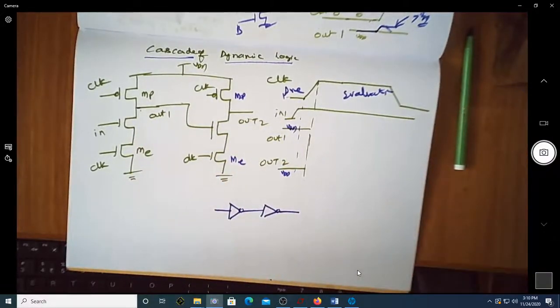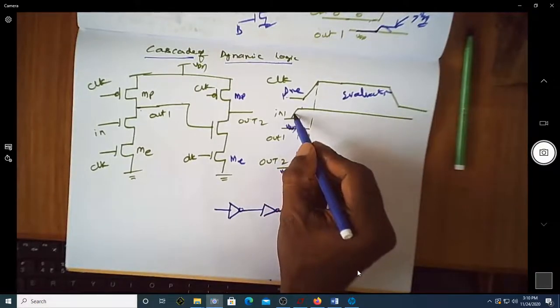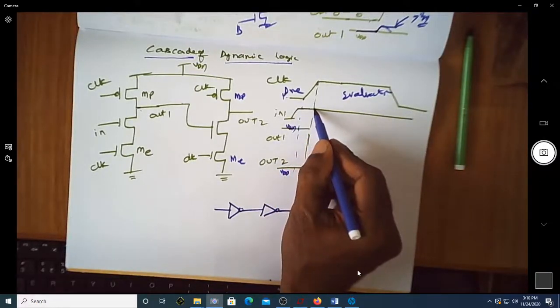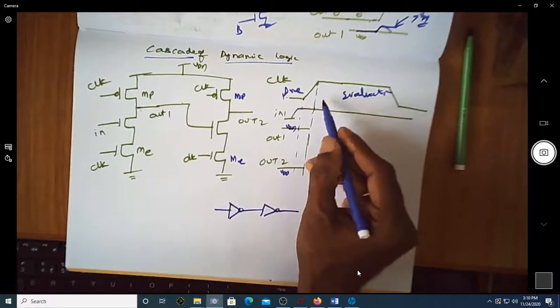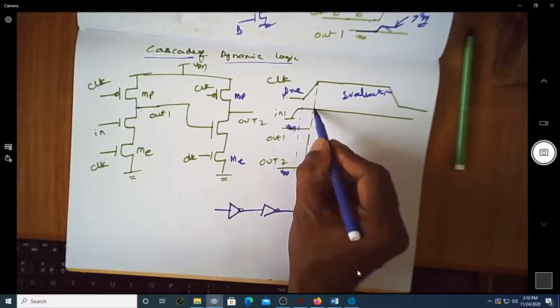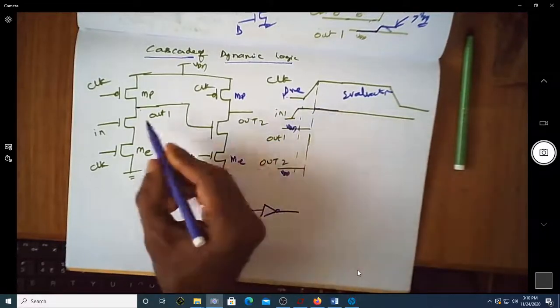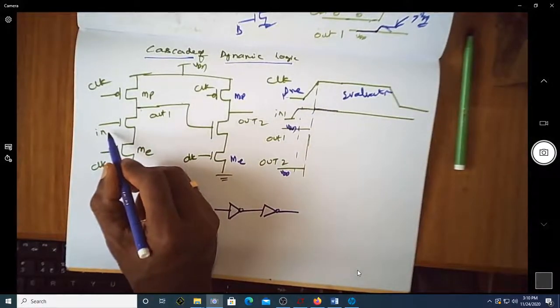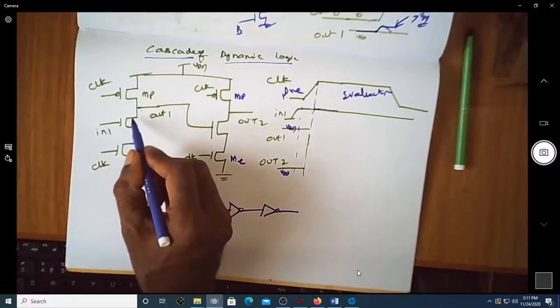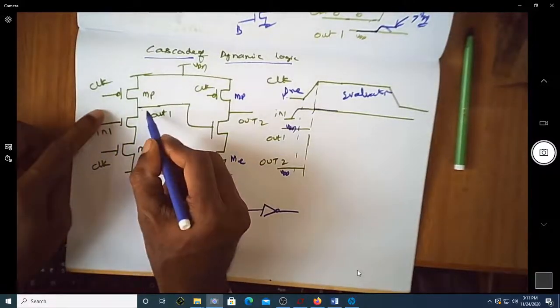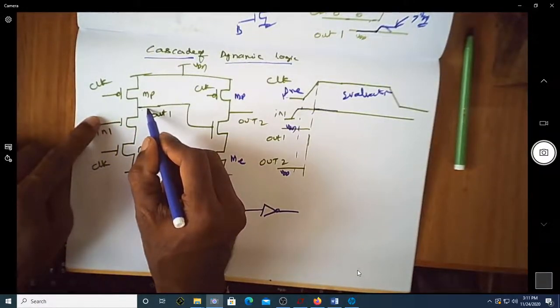Now assume that the input is high initially during the evaluation period. You can see now this has gone high. So during the evaluation period, assume that input is high. Whenever this input 1 is high, does this voltage try to go down?